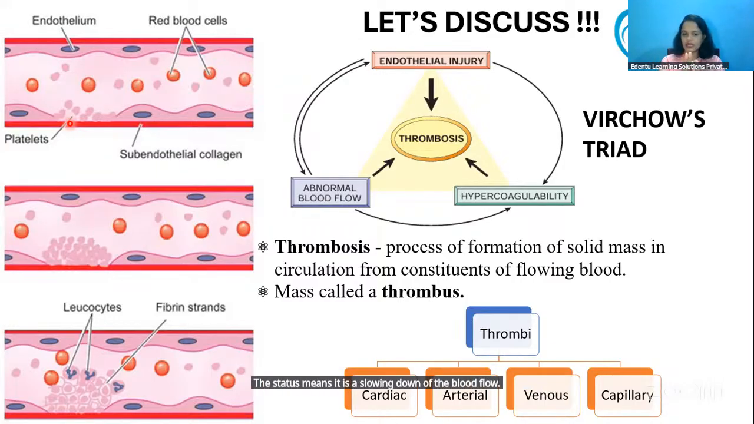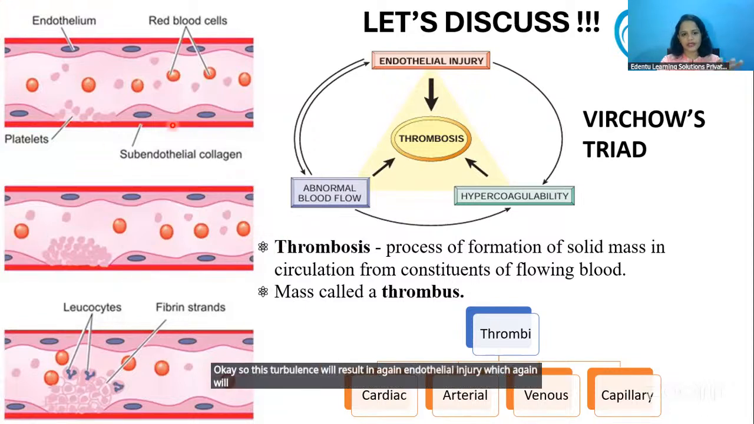So this turbulence will result again in the endothelial injury, which again will contribute to all the other things I had already mentioned, like the subendothelial connective tissue getting exposed and the factors being released, and it will result in thrombus formation. So that is about the turbulence.